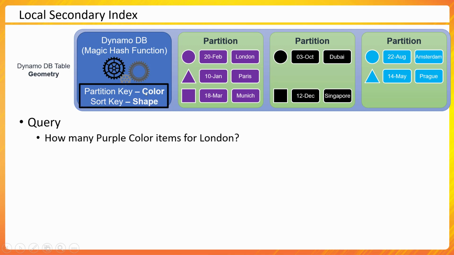So I'm still making a request for a purple color item matching this. So DynamoDB would know which partition to go and check the data. But now I asked for an attribute which is not indexed.